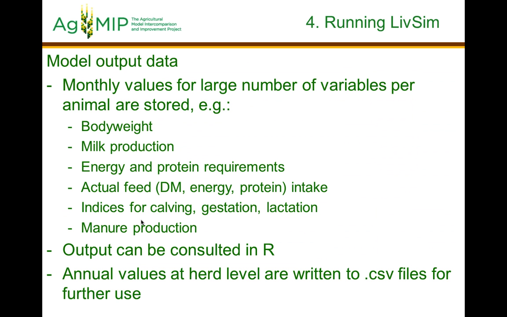Okay, and then we have a slide on model output data. We store monthly values for a large number of variables for each animal. Here is just a selection of that output. There's much more, but these are important ones. So we talk about body weight, milk production, feed requirements, actual feed intake, information around calving, lactation, and manure production.